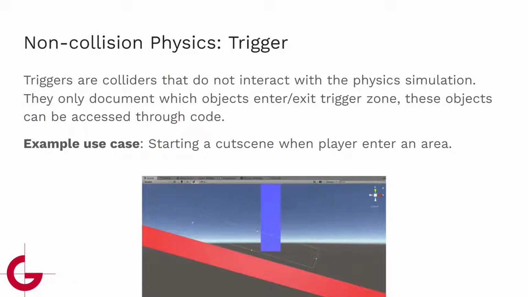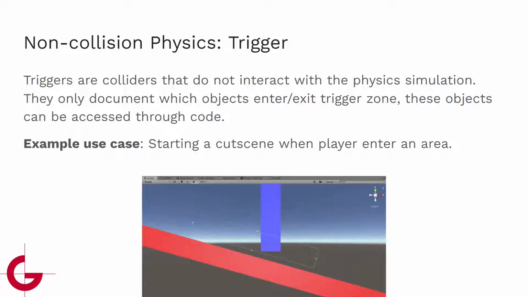And we also have triggers. Triggers are actually colliders. They have the same sort of shape as a collider, but the difference is that they do not interact with the physics simulation. When two colliders hit each other, they will react, not allowing each other to pass through, but the trigger will allow you to pass through it. The only thing they do is document which object has entered or exited the zone of the trigger, and these objects can be accessed through code.